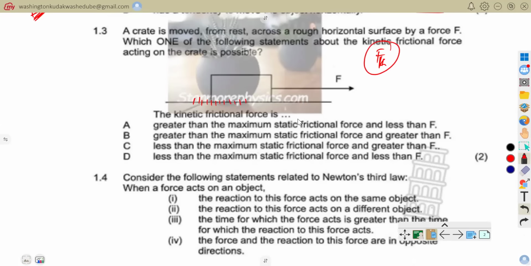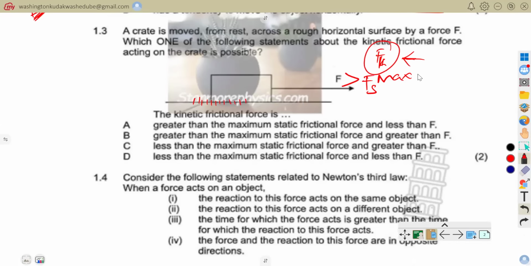The kinetic frictional force is greater than the maximum static frictional force and less than the force. So what we know is for this object to move from rest, this force has to overcome what we call the static maximum frictional force. So this applied force would be greater than the static frictional force. And once the object is now moving, this is where we will now start having what we call the kinetic frictional force.